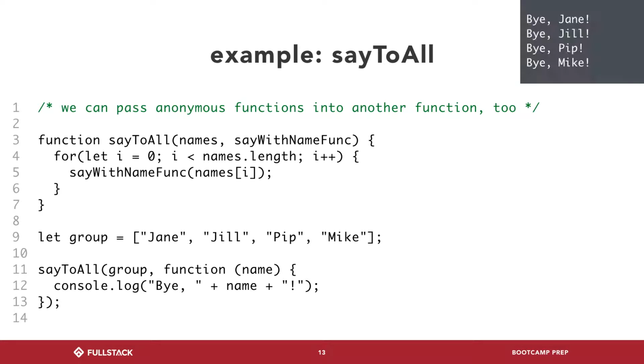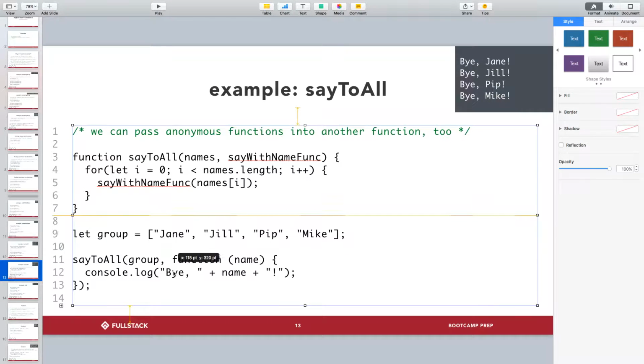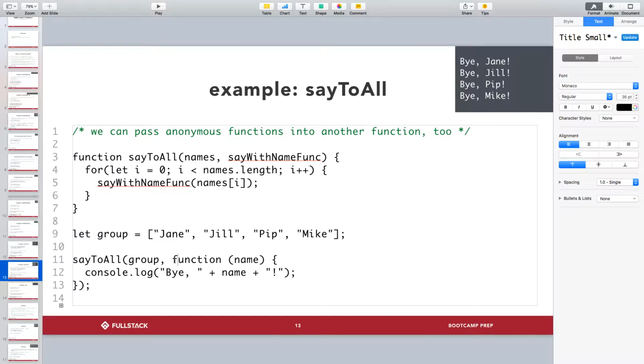Yep. Sorry, your question? So you didn't define your sayWithNameFunc though. I didn't define my sayWithNameFunc? The second argument of sayToAll is sayWithNameFunc, right? For function sayToAll, you input names and you input sayWithNameFunc. And then at the bottom you call sayToAll with the group and function name. So how does the computer know what sayWithNameFunc does? Well, sayWithNameFunc is this function right here.